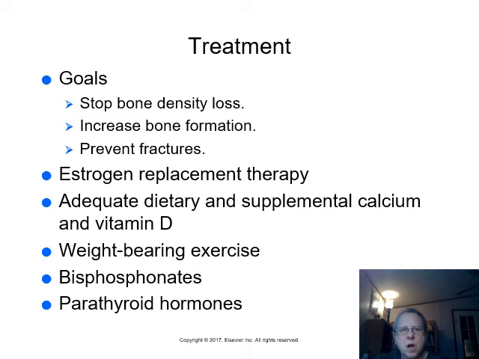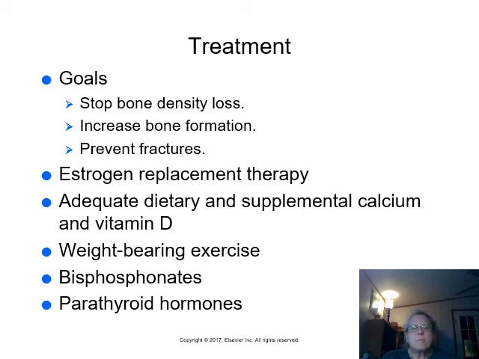Treatment, we're going to stop bone density loss. We're going to increase bone formation and prevent fractures. So they may choose estrogen replacement therapy, but there are a lot of things against that. So there could be other things like dietary supplements. And remember, calcium, vitamin D, we've got to increase the water or fluids because you can have kidney stones. Doing weight-bearing exercise. Remember, up and walking actually promotes bones to be more dense.